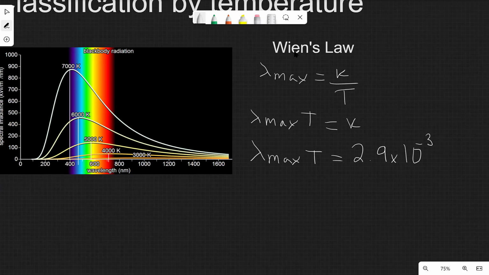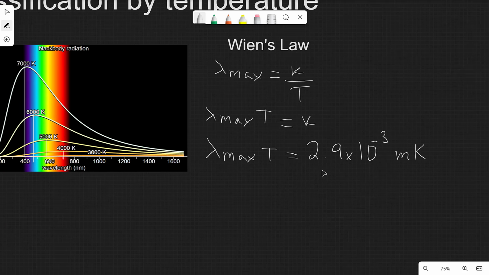What do you think the unit of this will be? Well, it's wavelength measured in meters multiplied by temperature, and this has to be measured in Kelvin, otherwise it will not work. So it will be meters Kelvin. Now it's really, really important not to confuse this with millikelvin, so I'm going to write it out in words underneath.